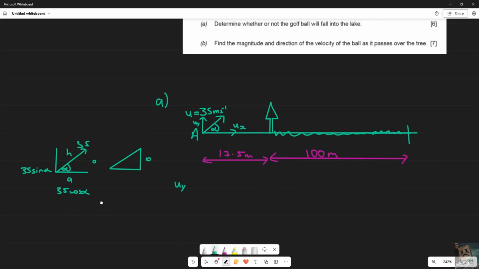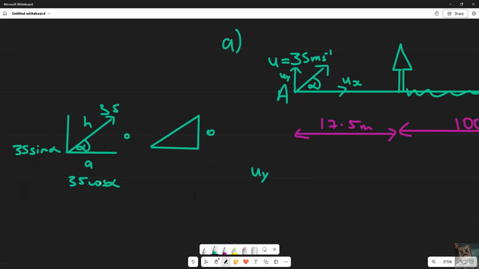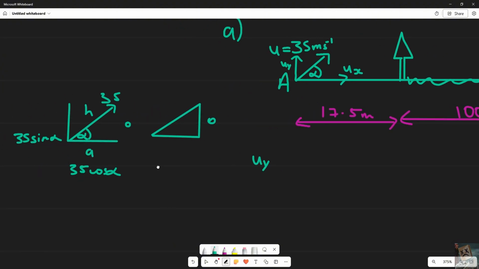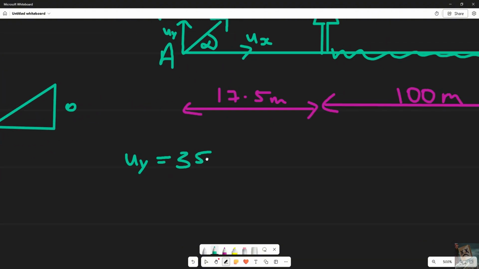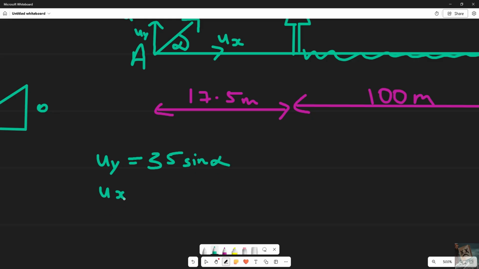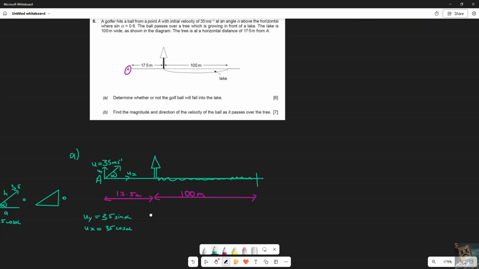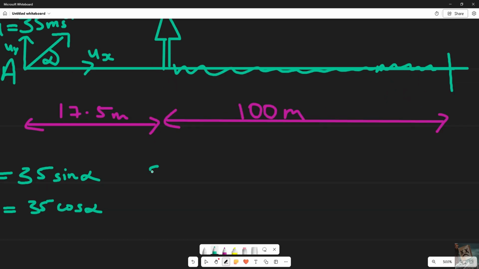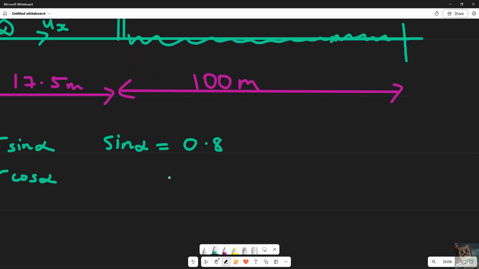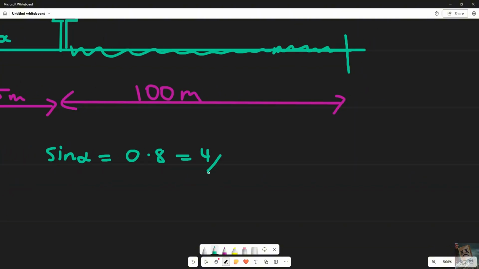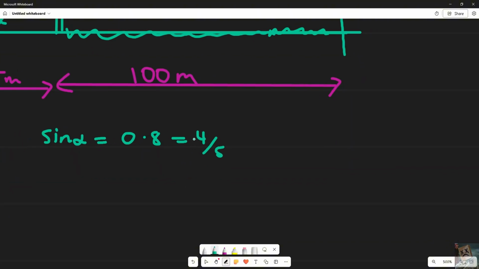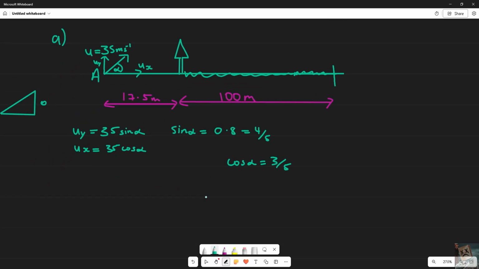If the angle is from the horizontal and it's going up, it should always be cos for the horizontal and sin for the vertical. So now we know uy is 35 sin alpha and ux is 35 cos alpha. And we know sin alpha equals 0.8, which is the same as 4/5. So we've got a 3-4-5 triangle, so cos alpha would be 3/5. If you don't understand that, just leave a comment and I'll reply to you.